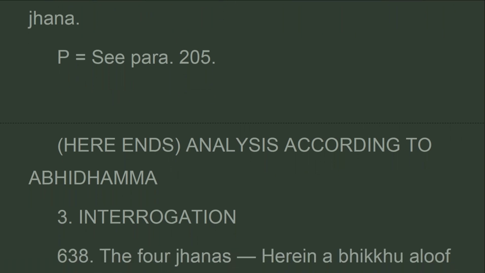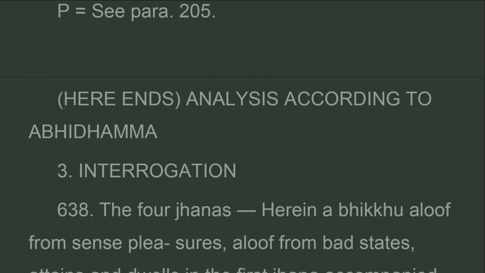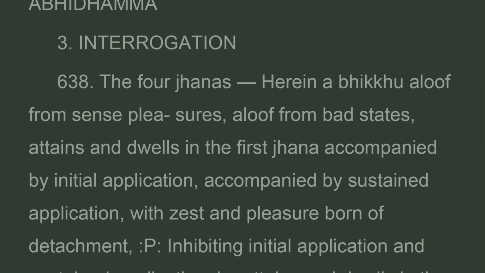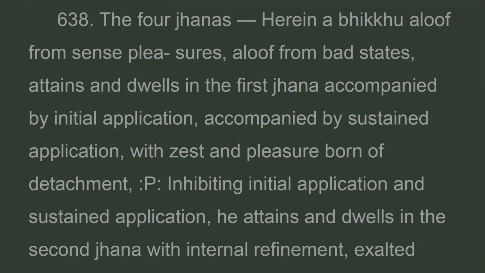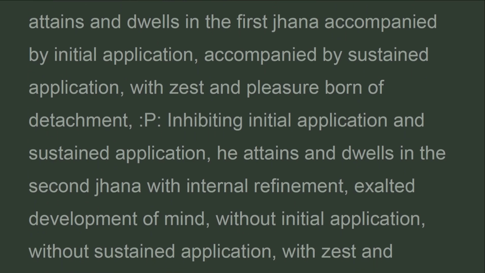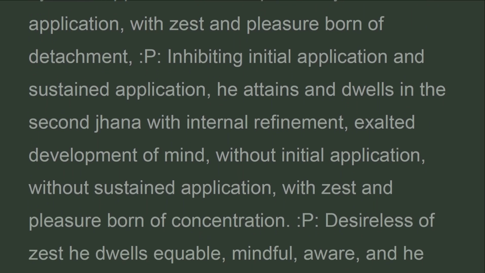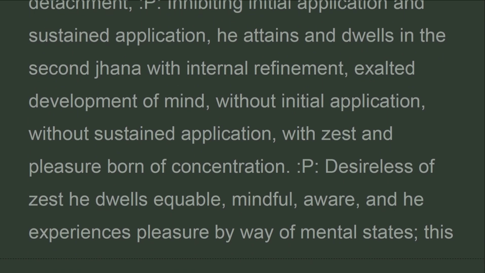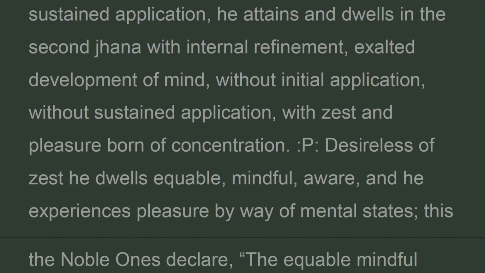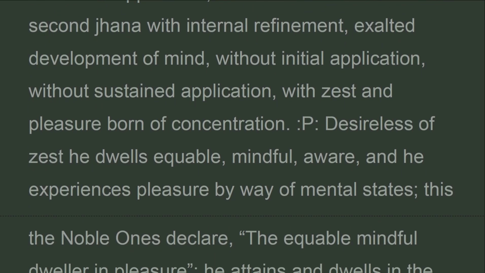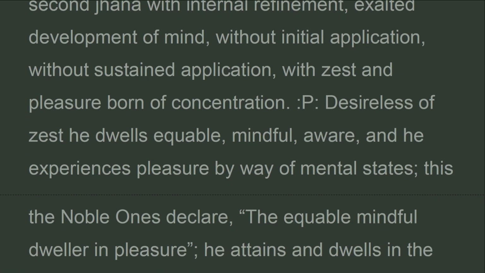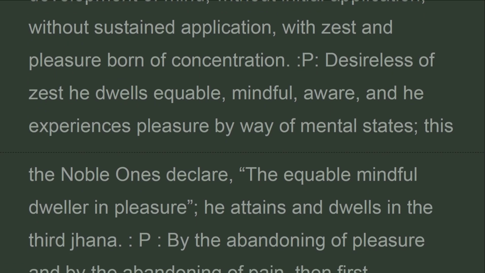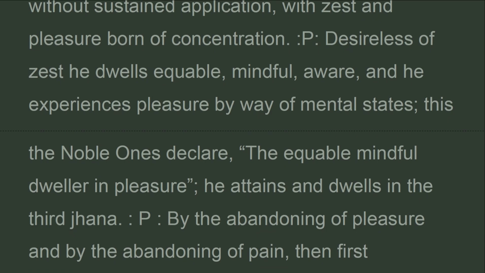Analysis according to Abhidhamma. Interrogation. The four jhanas. Herein a bhikkhu aloof from sense pleasures, aloof from bad states, attains and dwells in the first jhana accompanied by initial application, accompanied by sustained application, with zest and pleasure born of detachment. Inhibiting initial application and sustained application, he attains and dwells in the second jhana with internal refinement, exalted development of mind, without initial application, without sustained application, with zest and pleasure born of concentration.